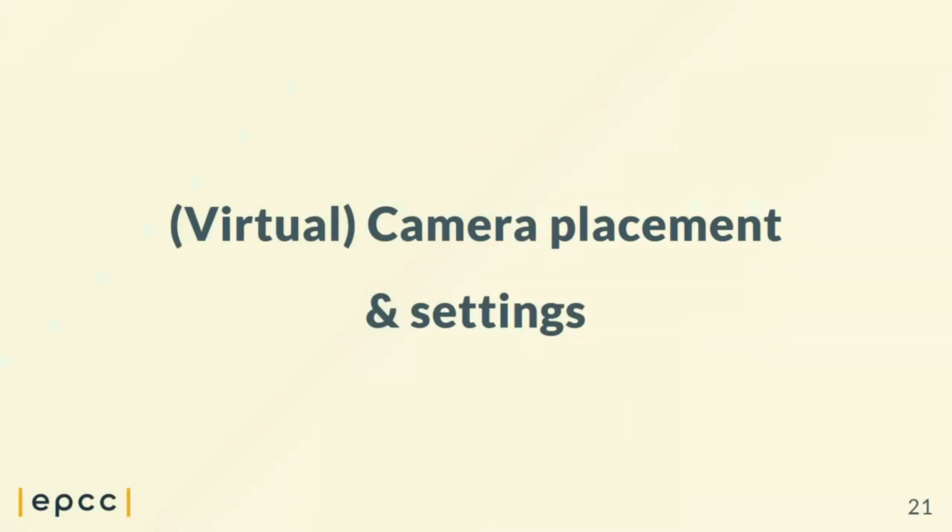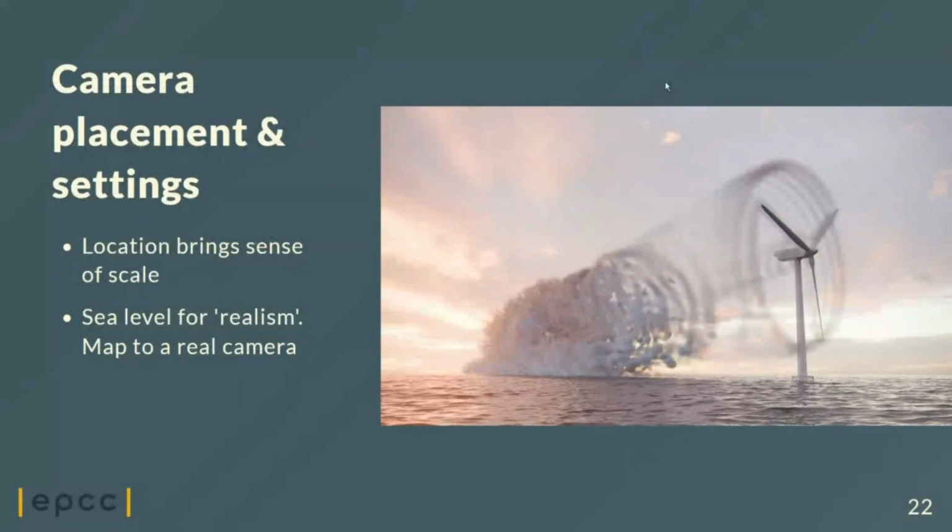Then the next thing we'll talk about is the camera placement, so how setting the camera changes how the visualization looks. That's an image that was rendered at the end. With the camera, there's a couple of things that are important to think about, or at least have in mind. The location also brings a sense of scale. Depending on where the camera is, you will see more or less how big things are, and that's a good way to also have some reference, in a sense.